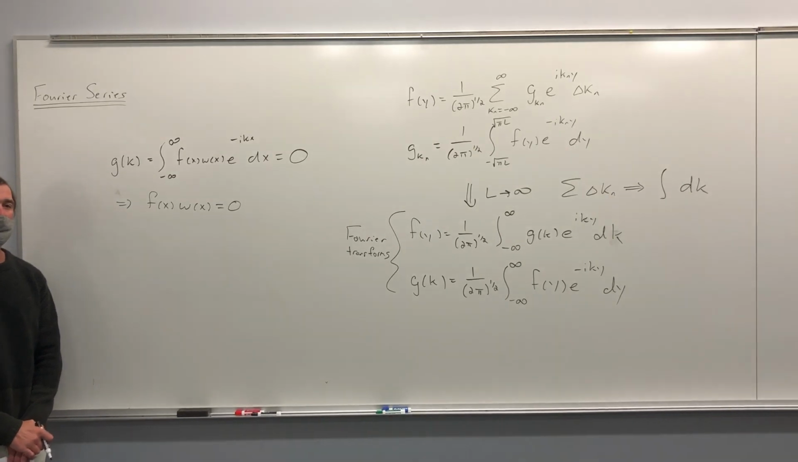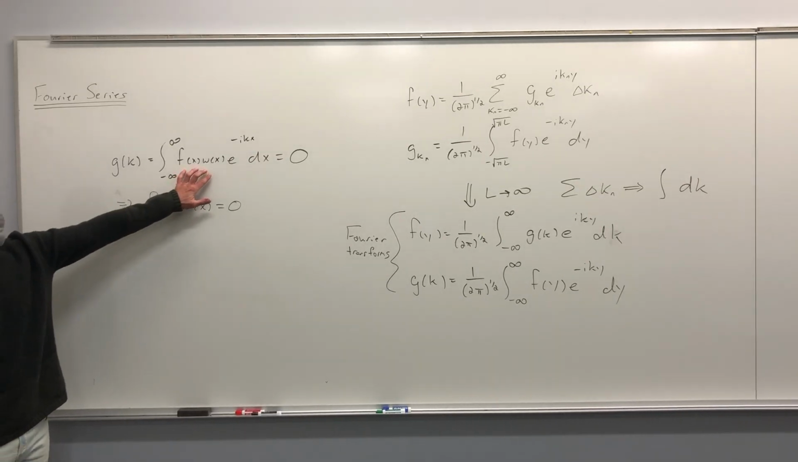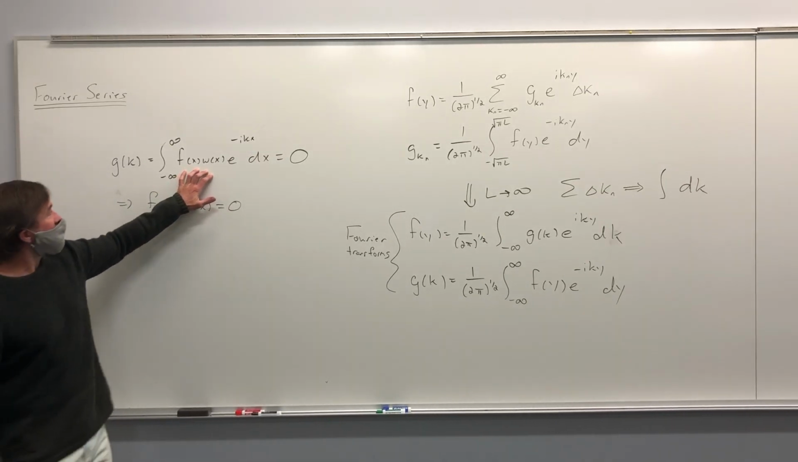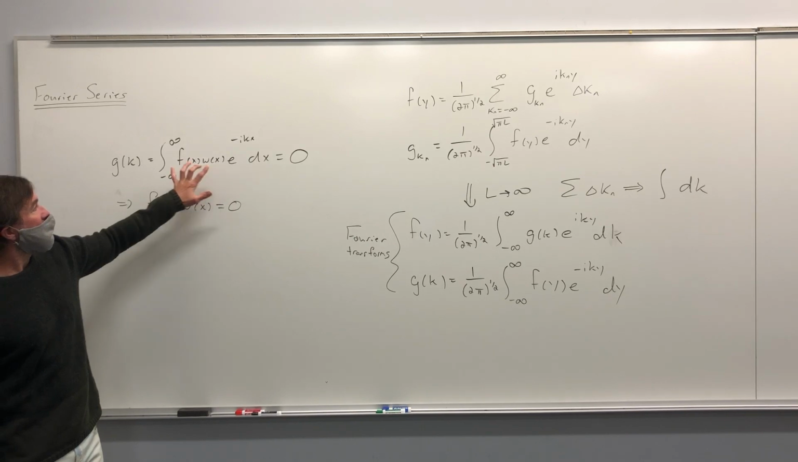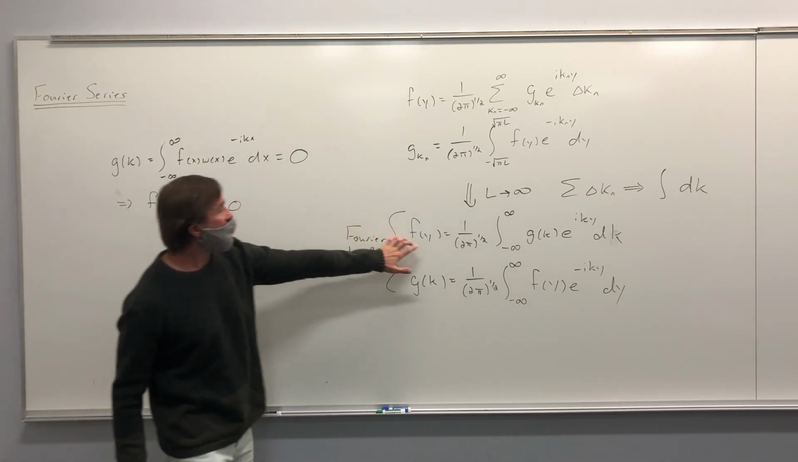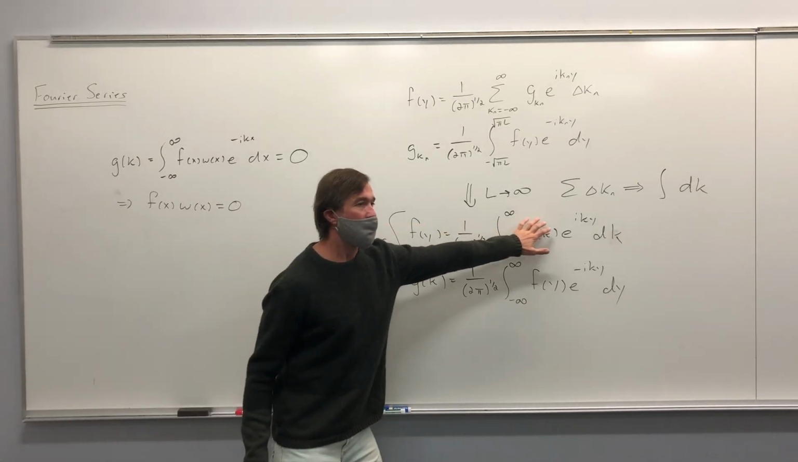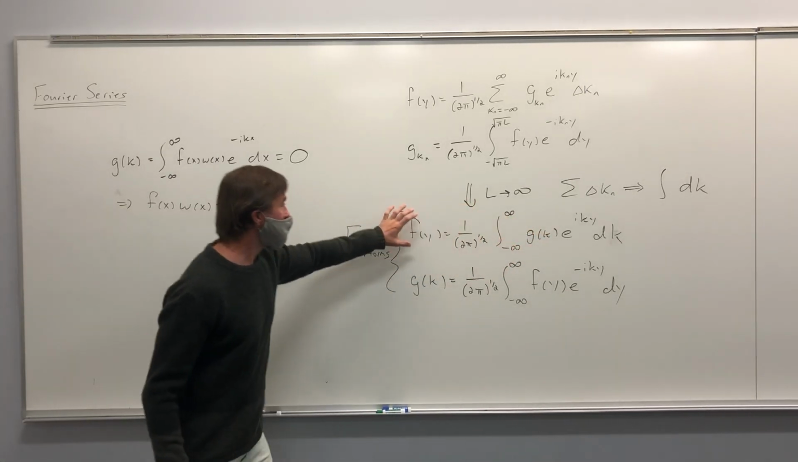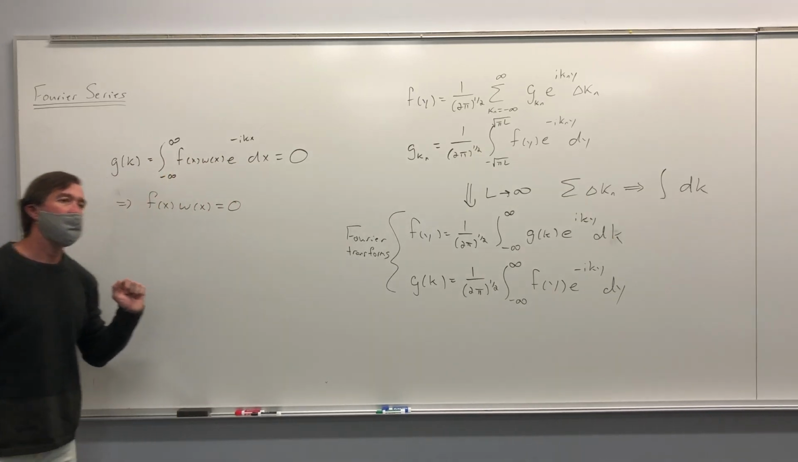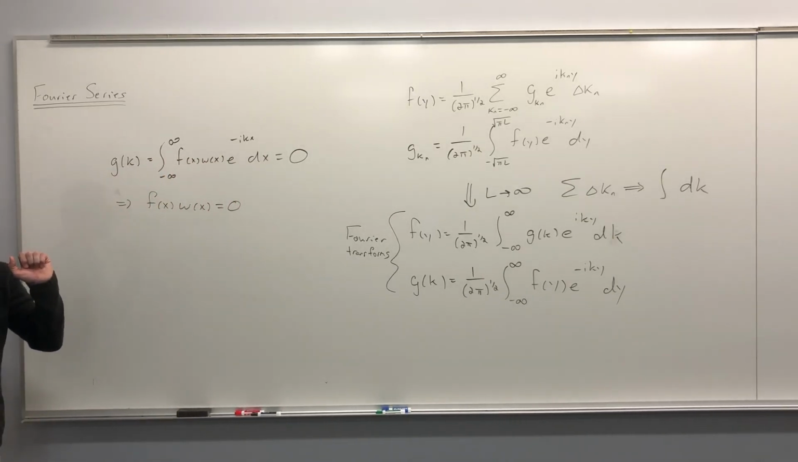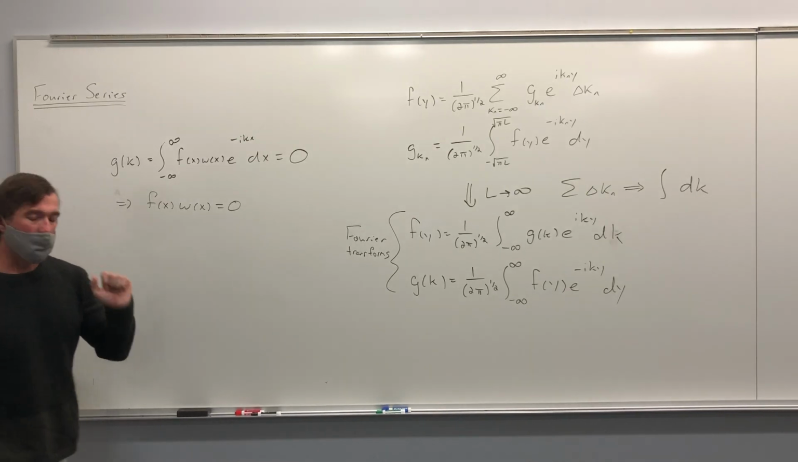Can you see it now? Okay, that's fine. So if this is equal to 0, but I want to know what these are, I just integrate this g of k. But g of k is 0, so this is 0. Okay? All right?